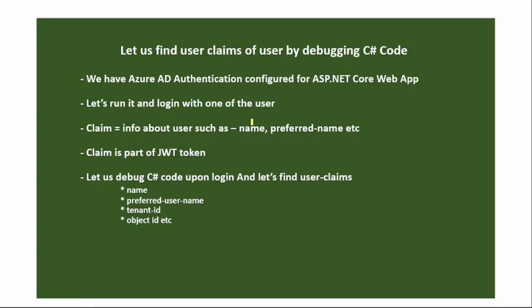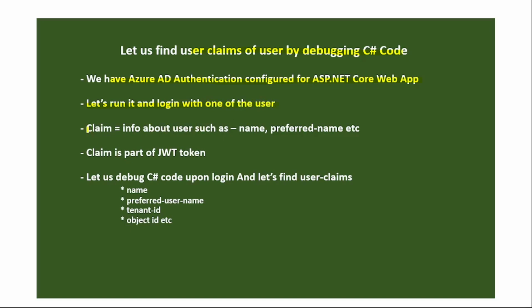Hello guys, in this video let's find user claims of the user by debugging C# code. So guys, we have Azure AD Authentication already configured for our ASP.NET Core web app which is running in Visual Studio. So let's run it and log in with one of the users, which we have already done in our previous videos. So guys, first, claims.